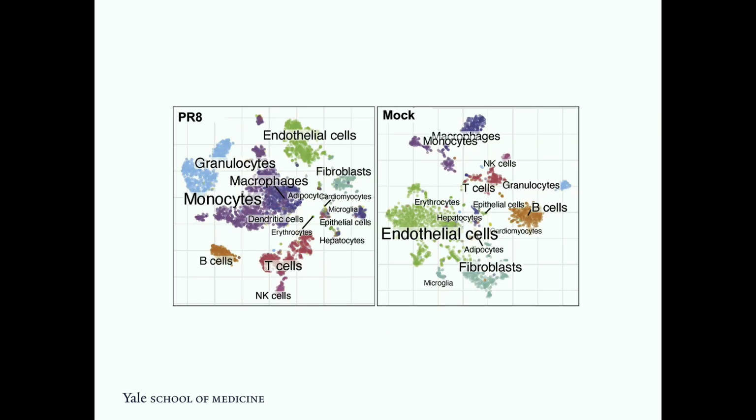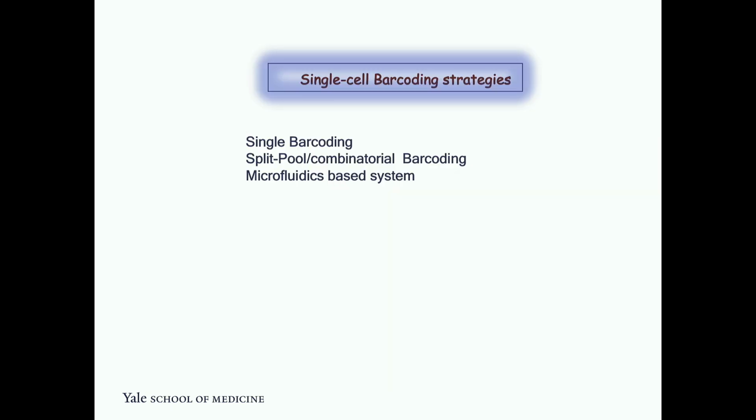So this is how it works. You take something like PBMCs, or anything else, and you can generate a catalog of all the different cell types, and also get some sense of the population dynamics of those cells, how they are changing their nature. Single cell RNA-seq can be done with three different strategies: one is called single barcoding, the second is split pool barcoding, and the third is through microfluidic systems. I know that you are all familiar with all three when I show you what it is.